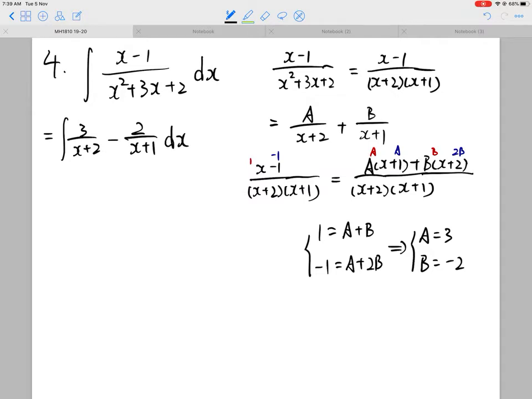Here you don't even have to use the substitution method. This part, you read it, it's 3 ln absolute value of x plus 2, since the derivative of x plus 2 is 1, minus 2 times this part, the integration, which should be ln absolute value of x plus 1, and then you plus c. Okay.